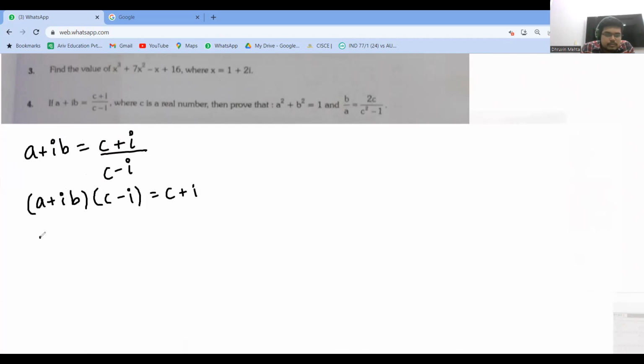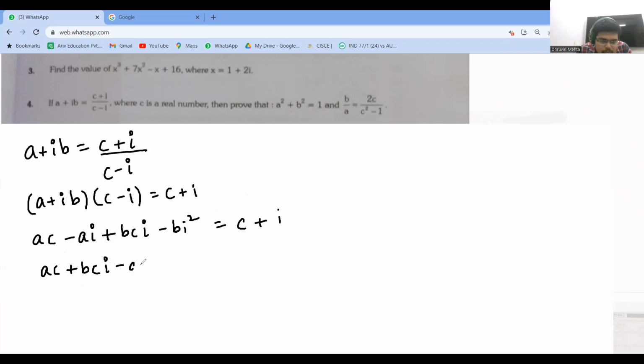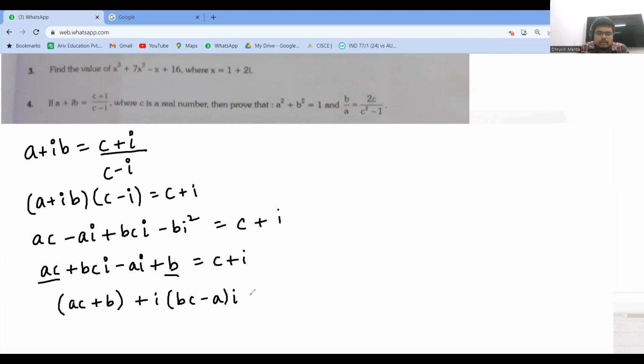AC minus AI plus BCI minus BI square, which is equal to c plus I. Okay, so now we have AC minus AI plus BCI, and this is plus B, which is equal to C plus I. So AC plus B को एक ग्रुप बना देते हैं, AC plus B, and I वाले टर्म्स को कॉमन लेके we have BC minus A into I, which is equal to C plus I.